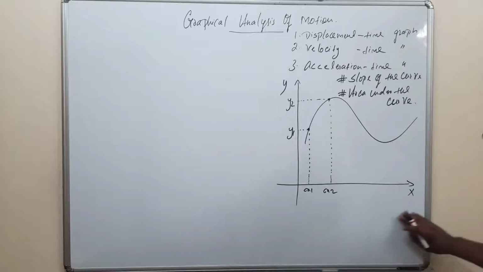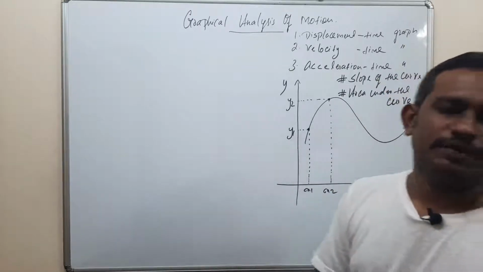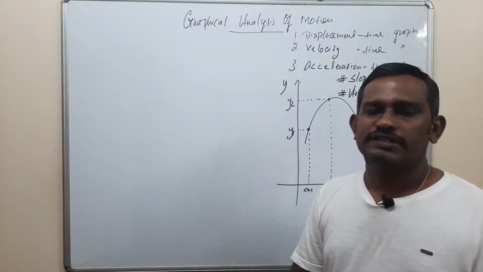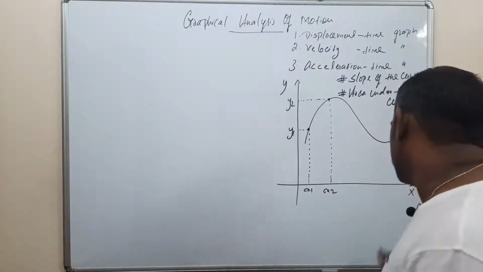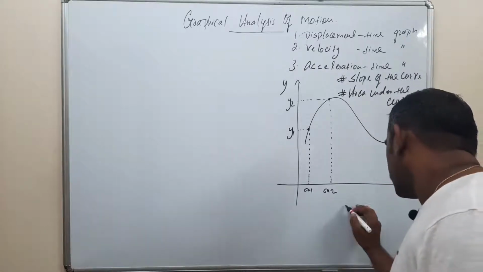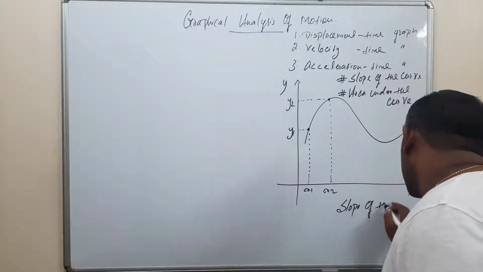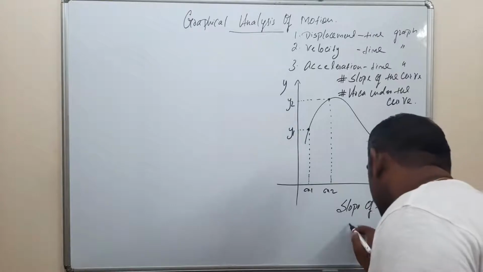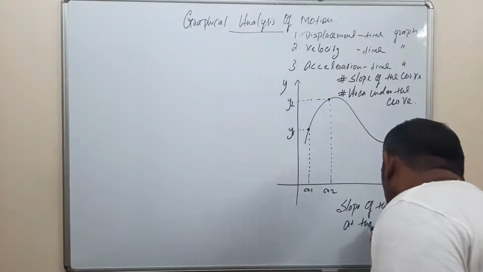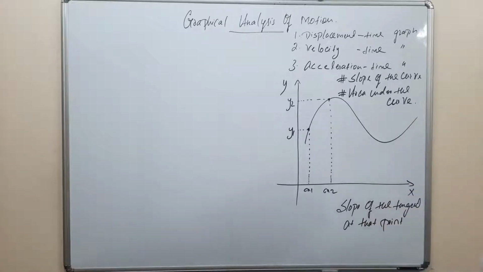What is the slope of the curve? The slope of the curve at a particular point is nothing but the slope of the tangent at that point. Slope of the tangent, okay? Slope of the tangent at that point.